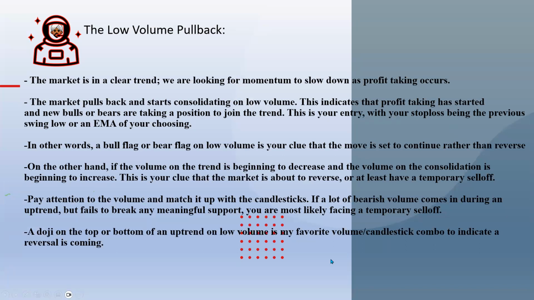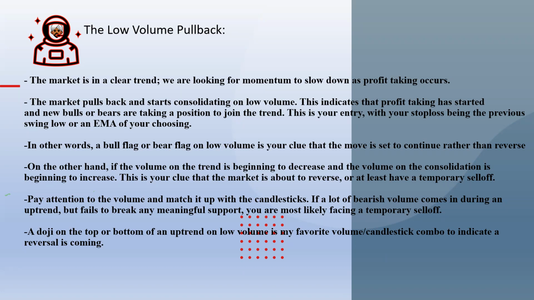So let's start. The market is in a clear trend, right? It's in an uptrend or it's in a downtrend, and we're looking for the momentum to slow down. That momentum slowing down is just people taking profits, right? It's key for you to understand that not every pullback is a reversal. A lot of pullbacks are just people like you and me taking our profit, right? So during this profit taking, the market pulls back and it's going to start consolidating on low volume, right? This is going to indicate that profit taking has started, and people like you and me who have not joined the trend yet are starting to take a position to join the trend.